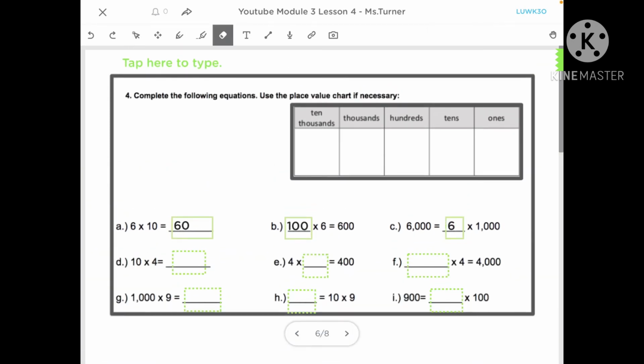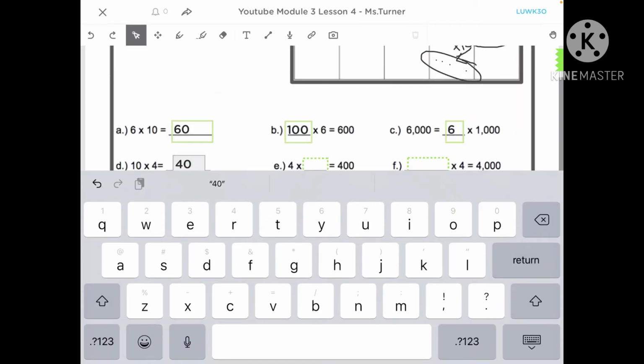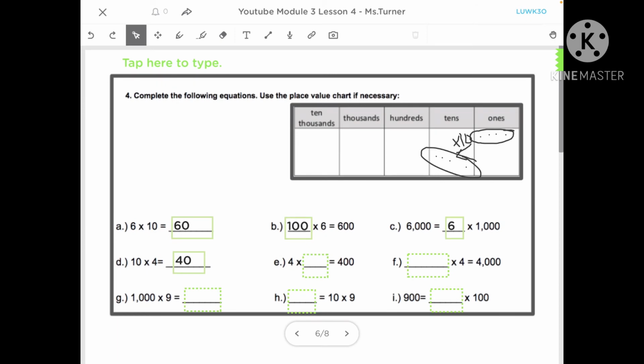All right, team, what about this one? 10 times 4. That means I'm making 10 groups of 4, or that simply means I have 4 ones. 1, 2, 3, 4. One group of 4 ones, and I'm multiplying by 10. So now I have 4 tens, which is the same thing as what? 4 tens is the same thing as saying what? Yes, good, 40.